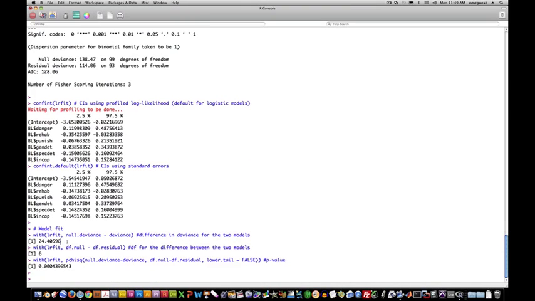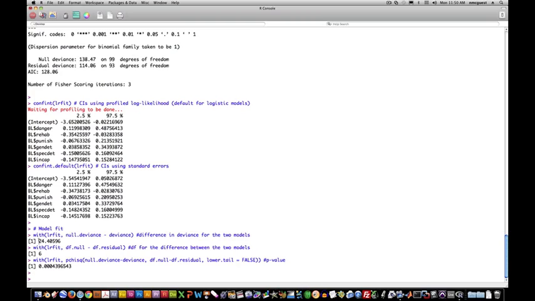So we have a chi-square of 24 and degrees of freedom of 6, and you see there's a very large p-value. And if you go way back up here, you can see the chi-square for the null model was 138, and the chi-square for our model 114.